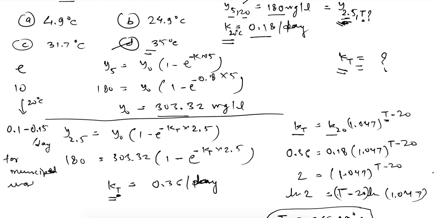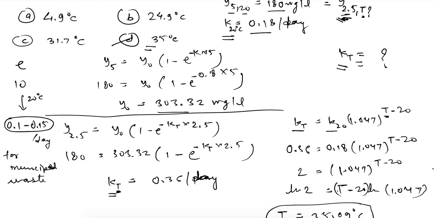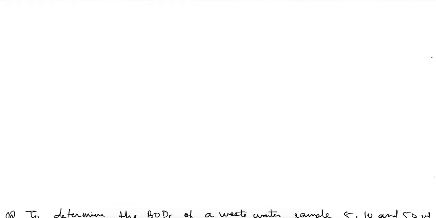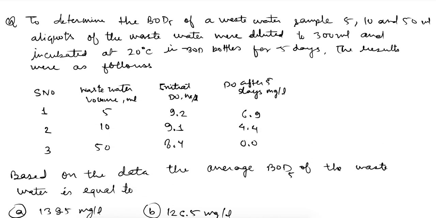So if it is going above this range, then you can say that the given reaction rate constant is to the base of E, not to the base of 10. That's how you can find out. Let's see the next question here.